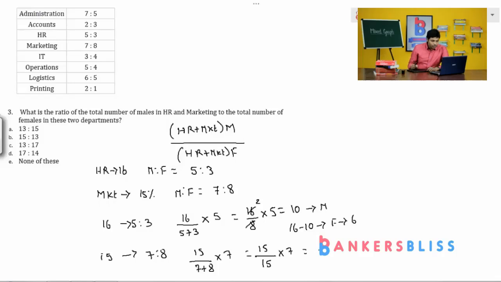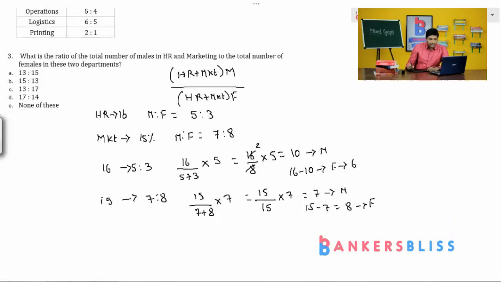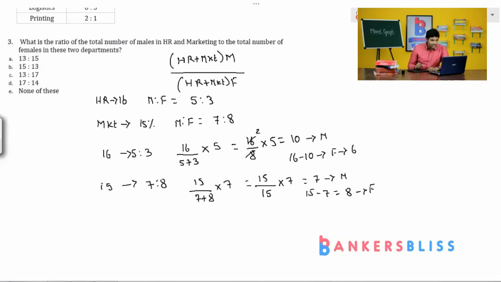So which is equal to 7. So male forms 7, then obviously 15 minus 7, which is equal to 8, that is female. So now you have to calculate the ratio HR plus marketing male. So HR male is 10 and marketing male is 7. So 10 plus 7 divided by 6 plus 8, which is equal to 17 by 14.